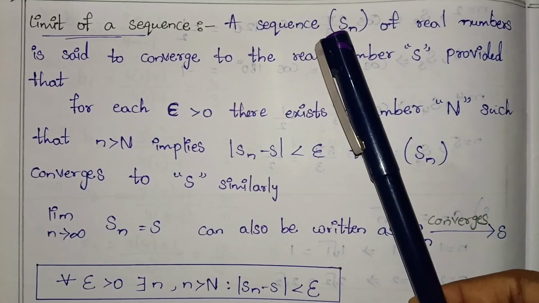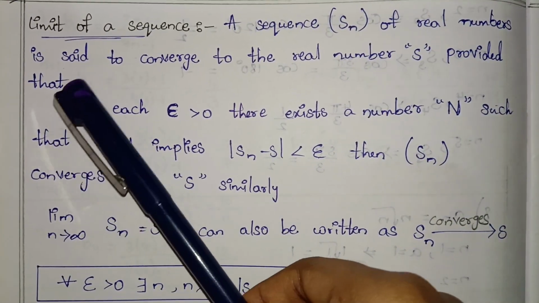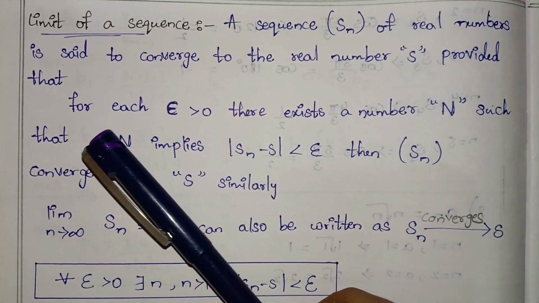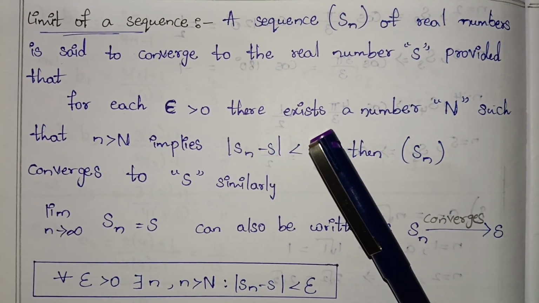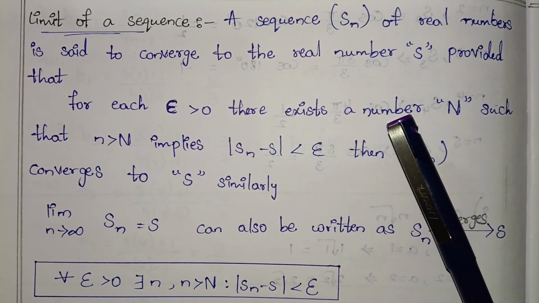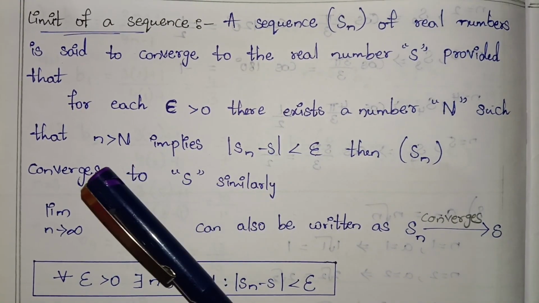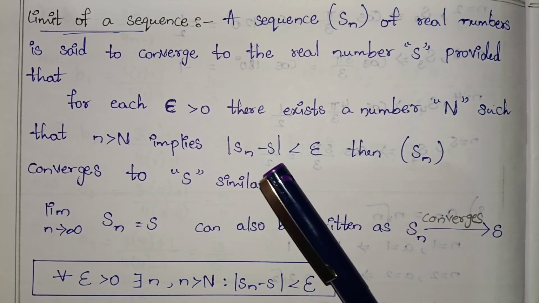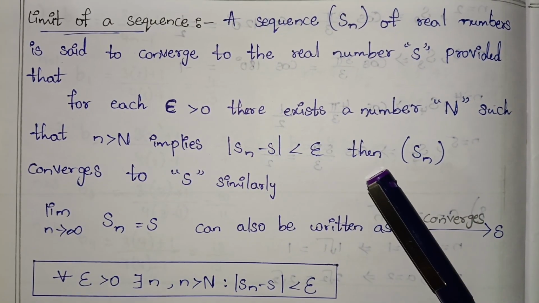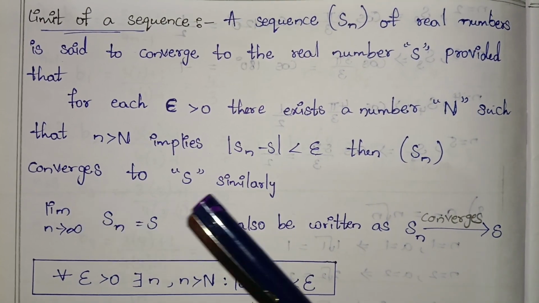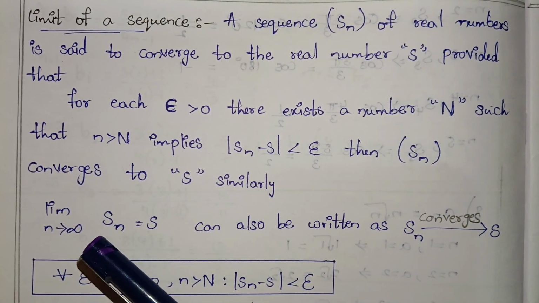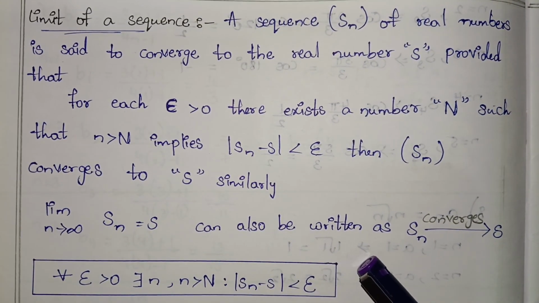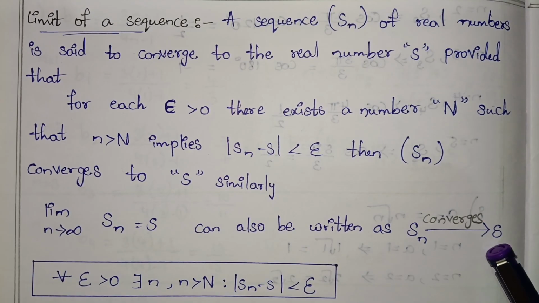A sequence Sn of real numbers is said to converge to the real number S, provided that for each epsilon greater than 0, there exists a number N such that n greater than N implies |Sn - S| is less than epsilon. Then Sn converges to S. Similarly, limit n tends to infinity Sn equal to S can also be written as Sn converges to S.